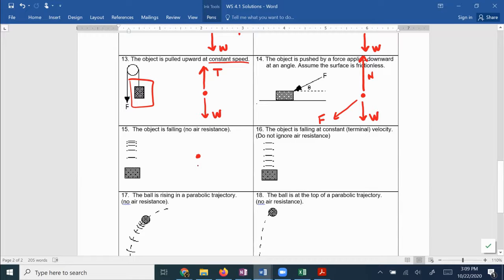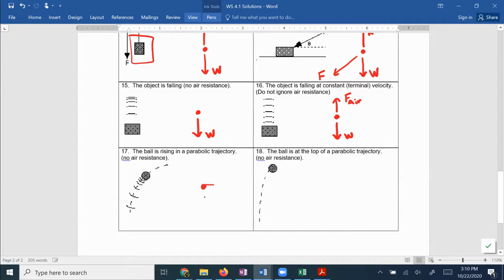Object is falling with no air resistance. So that's the weight force, right? There's actually nothing touching it, so only the weight force. In this case, we would have the weight force, and now it's going at a constant speed, so there has to be some air resistance. So just call it F air.